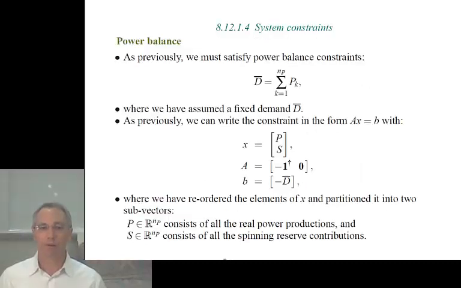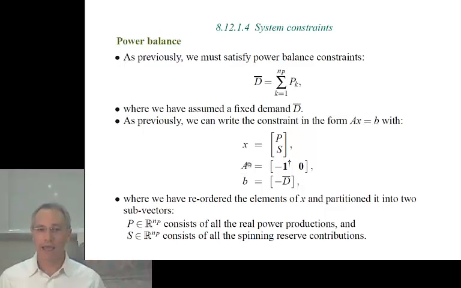So as previously, we have a power balance constraint. We need to satisfy that, let's say, D overline is equal to the sum of the power generations. And remember, I use D overline to mean a fixed demand. We can also change that formulation to the case where we've got variable demand, and we'll do that later on. And as previously, we can write down that constraint as an equality constraint. Let me collect the entries of P, the power generations, into a vector P, and the reserve provisions into a vector S. That just makes it easier to write out my constraints.